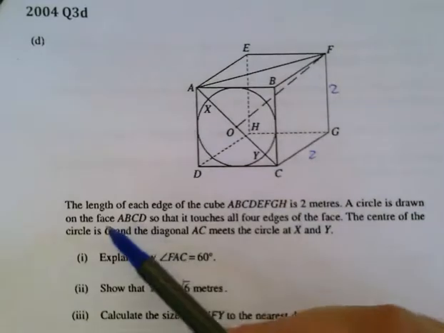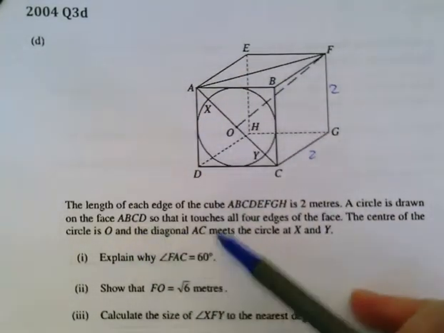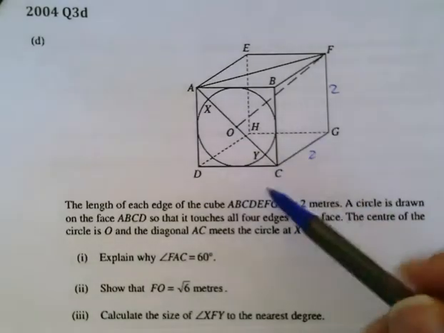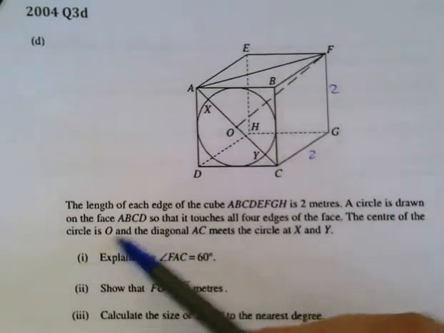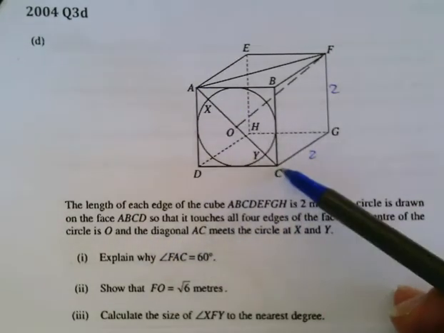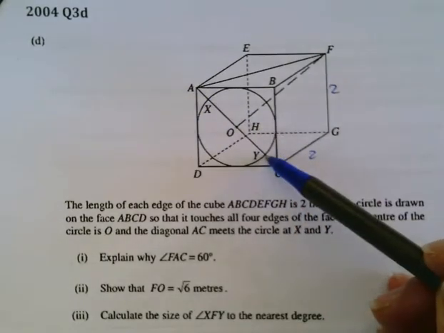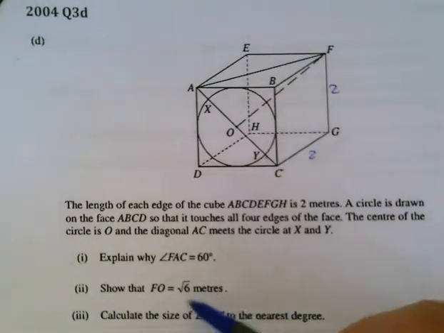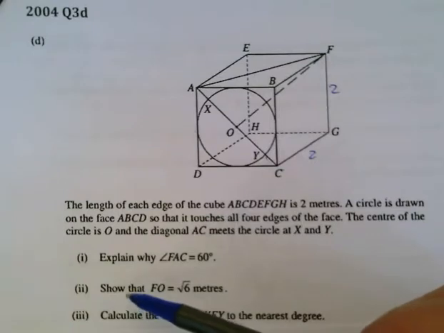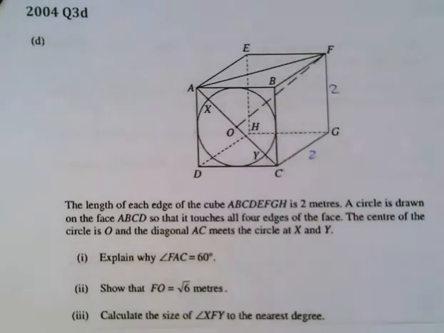A circle is drawn on the face, a flat circle, A, B, C, D, so that it touches all 4 edges of the face. The center of the circle is at O, and the diagonal AC meets the circle at X and Y. Okay? And the first question is explain why angle FAC is 60 degrees. It's worth 1 mark.